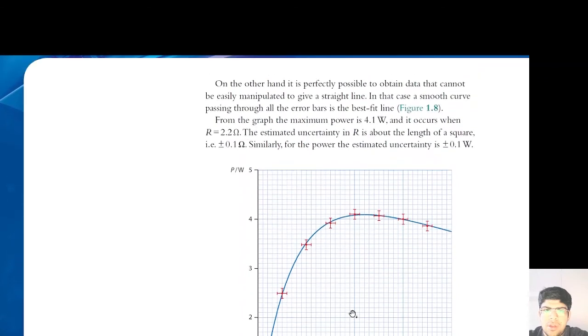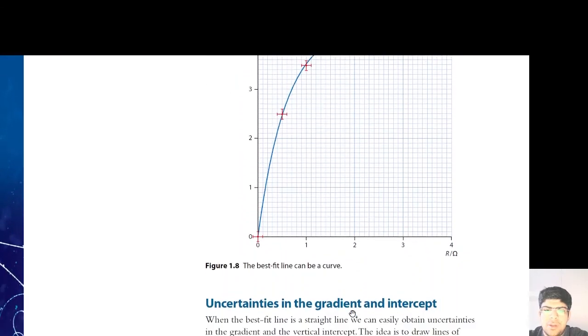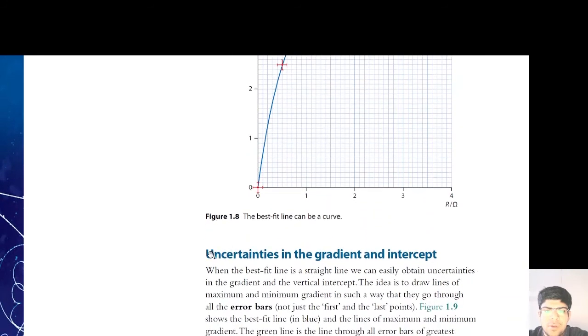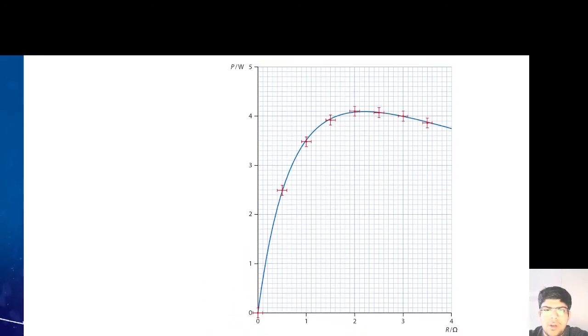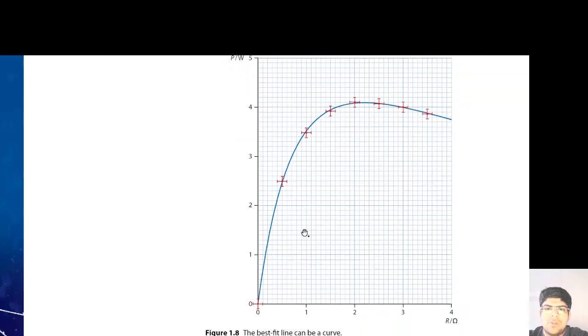So you can see the curve. This shows the variation of the power, and if we increase this quantity, the resistance, the power also varies.